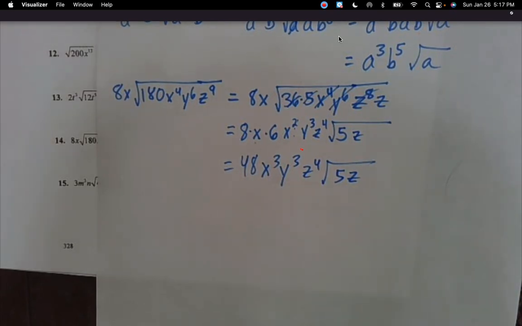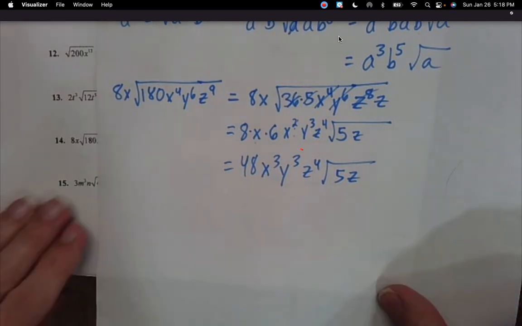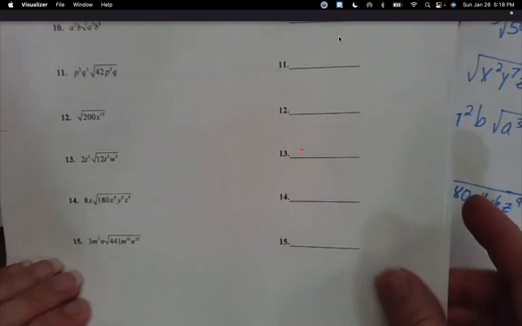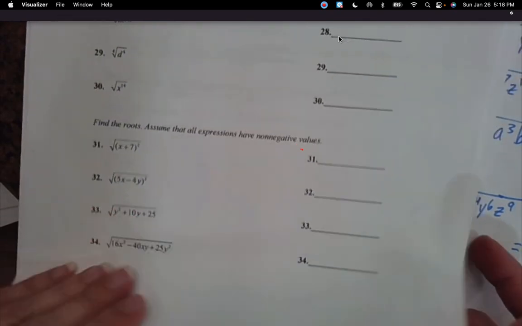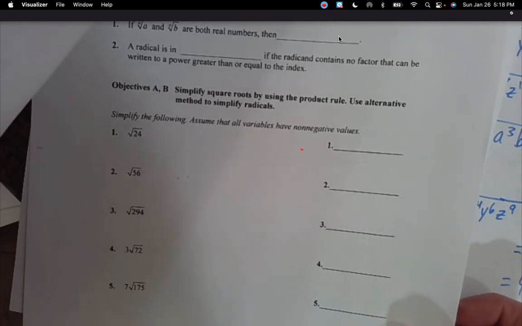Okay? So I'm hoping that that helps. Remember, you are just dividing out the variables, and you are just trying to find the square roots or the cube roots. I think that's all that I have for now on this page. So that should finish you out on this page, and then you'll turn this one in. I've done several of them, so you'll just finish out the rest.